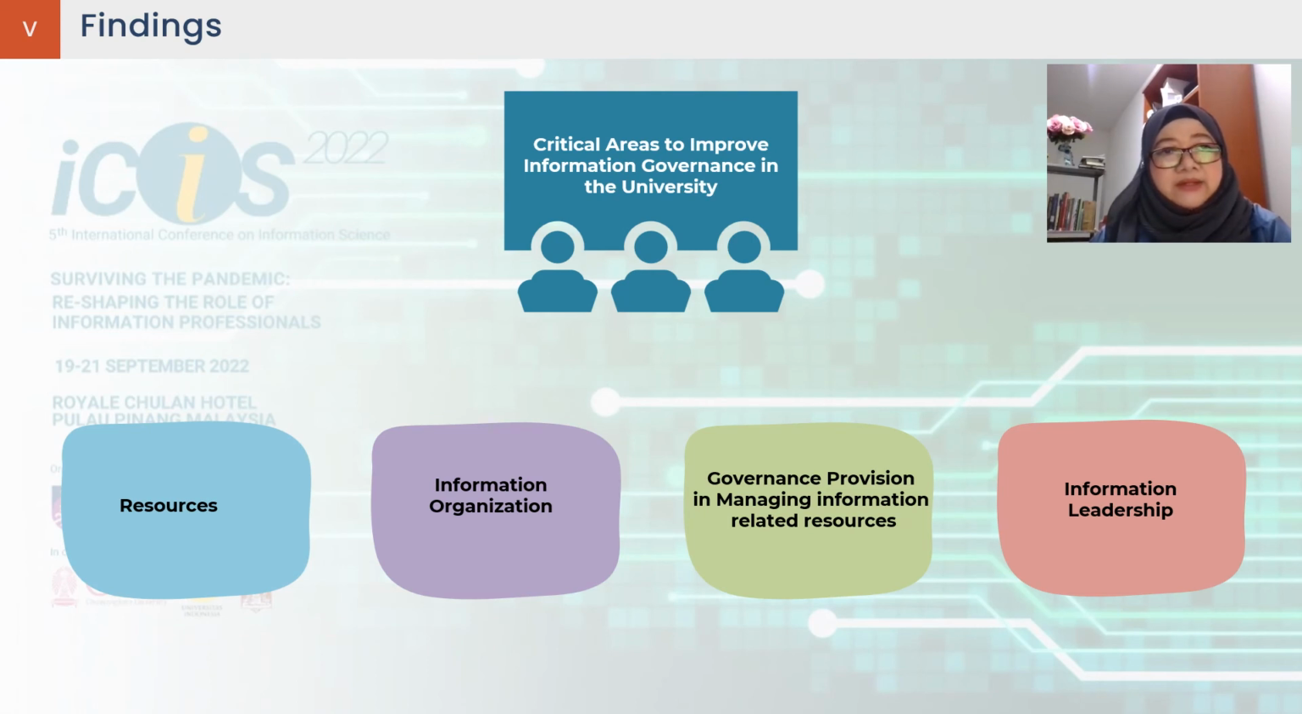The critical areas to improve information governance in the university are in terms of the resources, information organization, governance provision in managing information related resources, and also the need for information leadership.